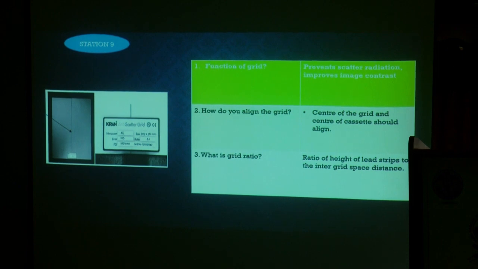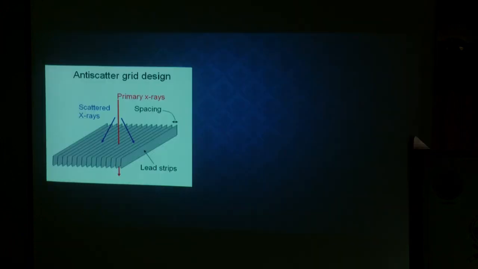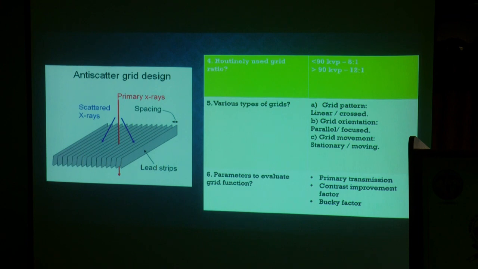It is the ratio of height of the lead strips to the inter-grid space distance. So this is the basic structural component of grids. This is the height of the grid. The space between two grid components is the interspace distance. So the ratio of height of the grid to interspace distance is the grid ratio. The most commonly used grid ratios are 8:1 for less than 90 kVp, and 12:1 for greater than 90 kVp.